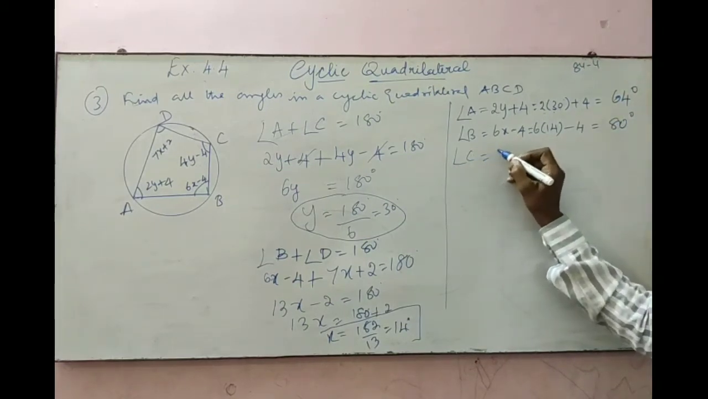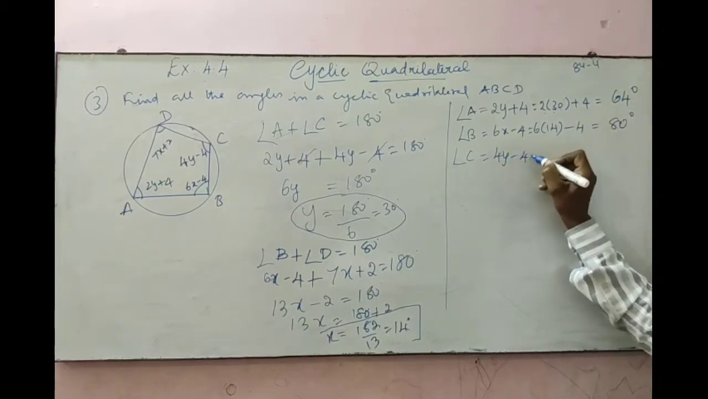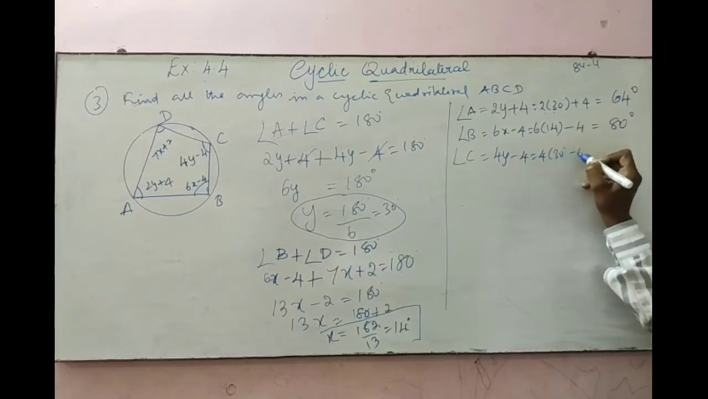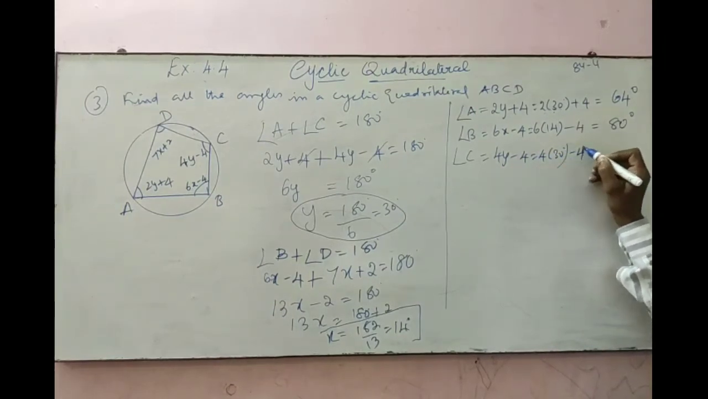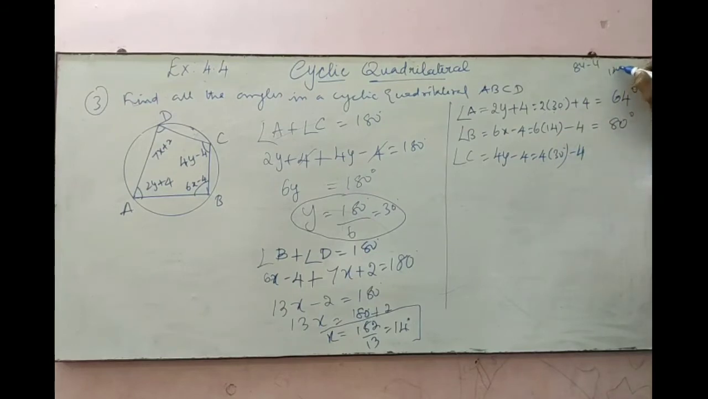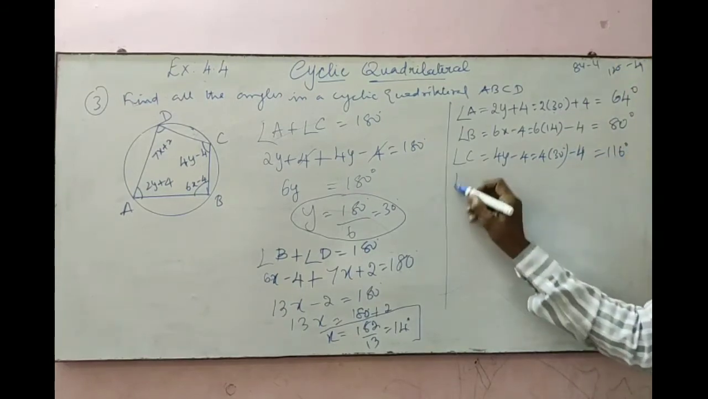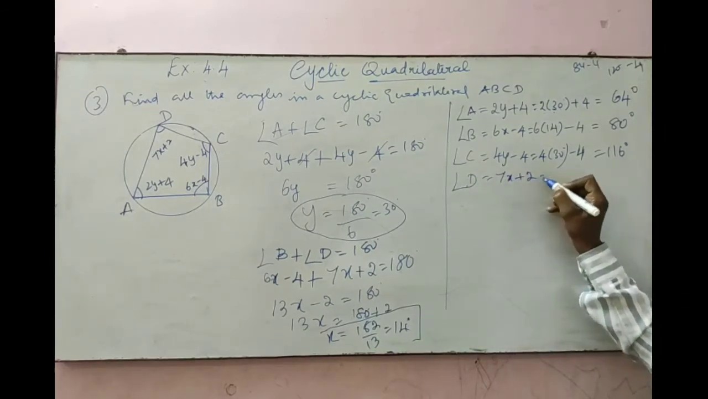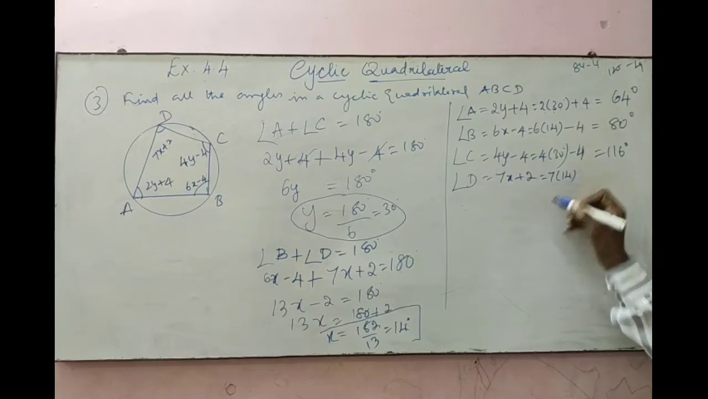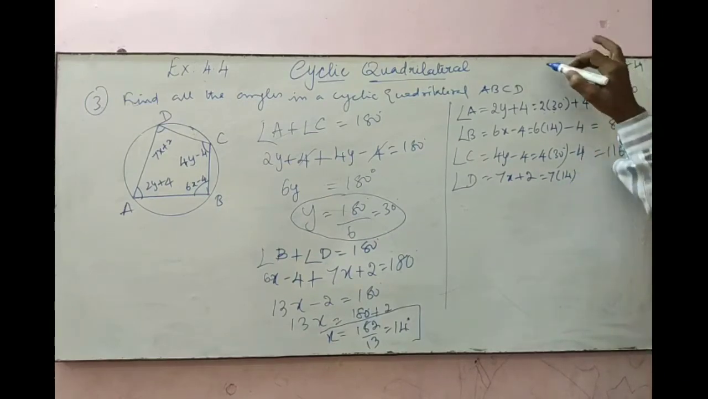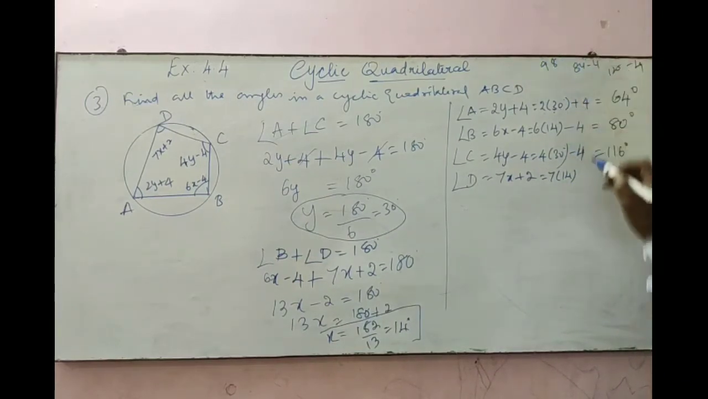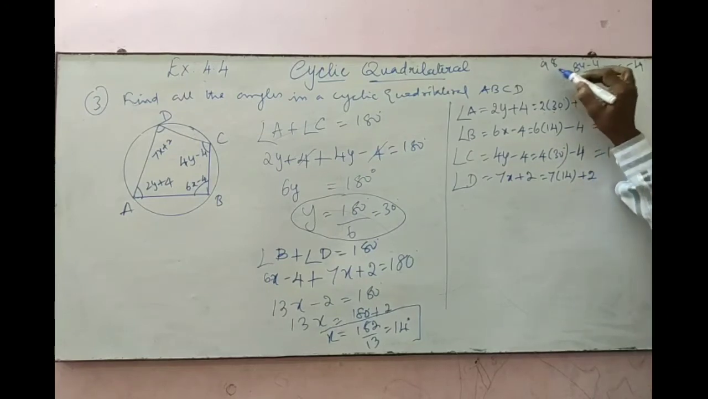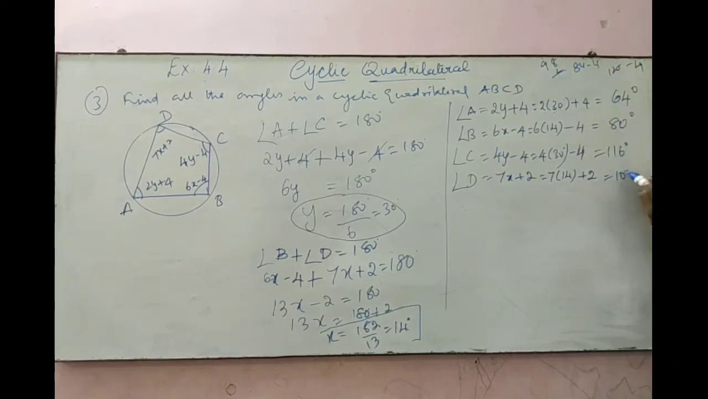Angle C is equal to 4y minus 4. 4 into 30 minus 4. 4 into 30 is 120. 120 minus 4 gives 116 degrees. Angle D equals 7x plus 2. 7 into x, which is 14. 7 into 14 gives 98. 98 plus 2 gives 100 degrees.